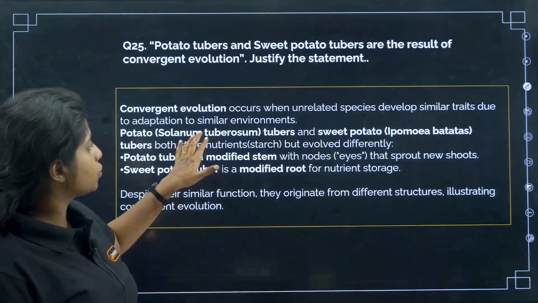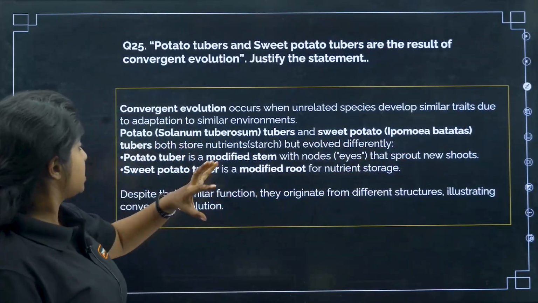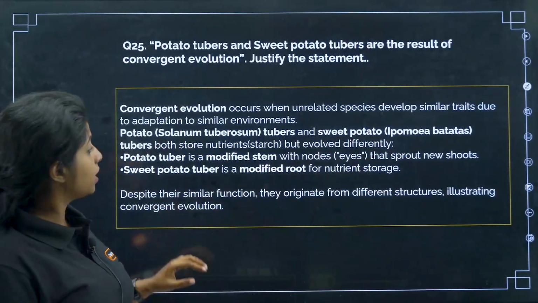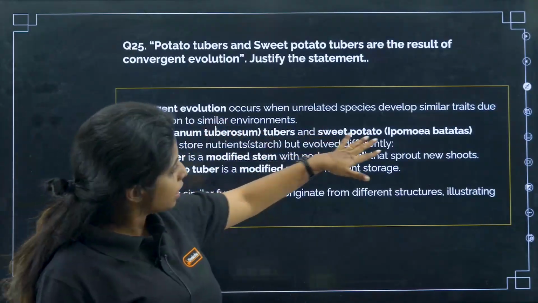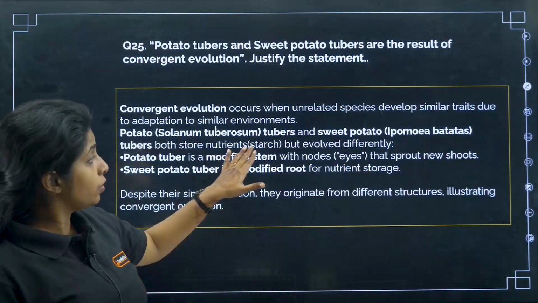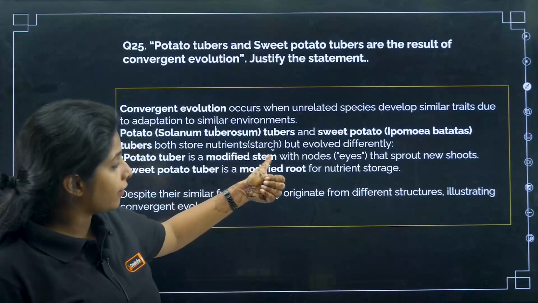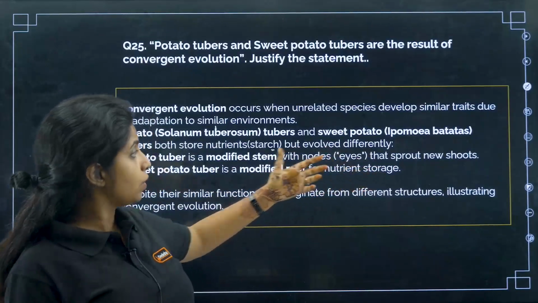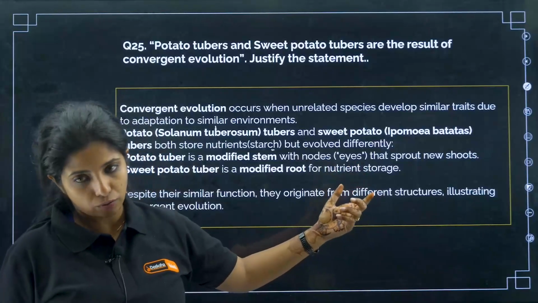Potato, which is known as Solanum tuberosum, and sweet potato, that is Ipomoea batatas, both store nutrients but evolve differently. You don't have to name it like this. You can just say potato and sweet potato. Both store nutrients, that is starch, but they have evolved differently, my dear children. Potato tuber is a modified stem with nodes that sprout new shoots. Sweet potato tuber is a modified root for nutrient storage.